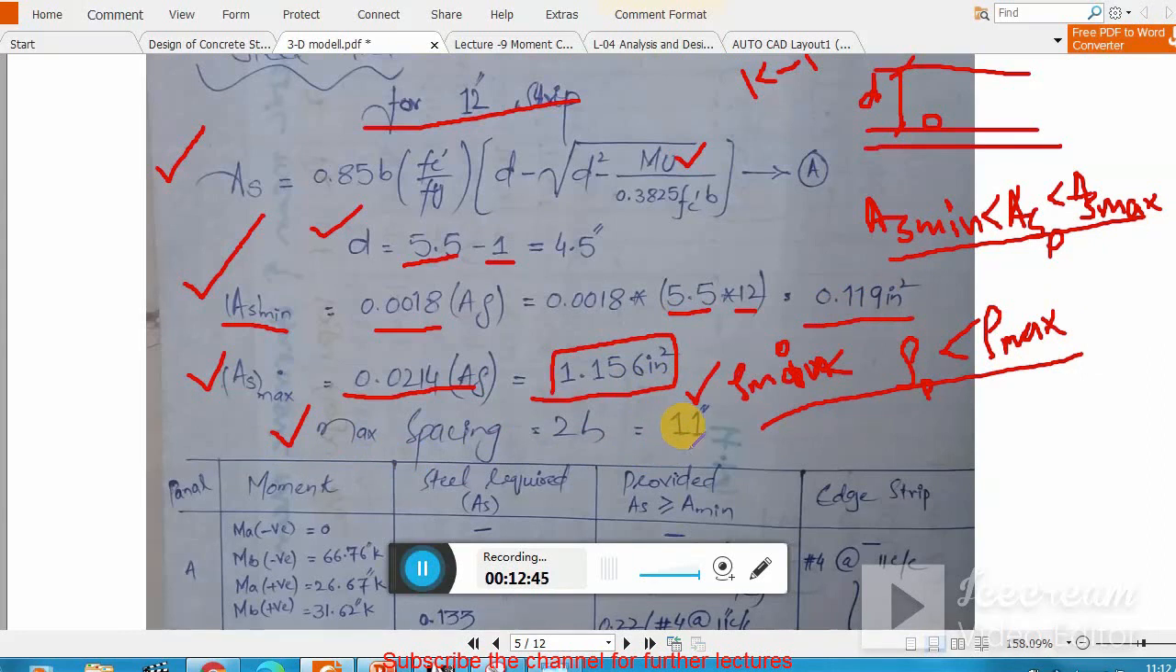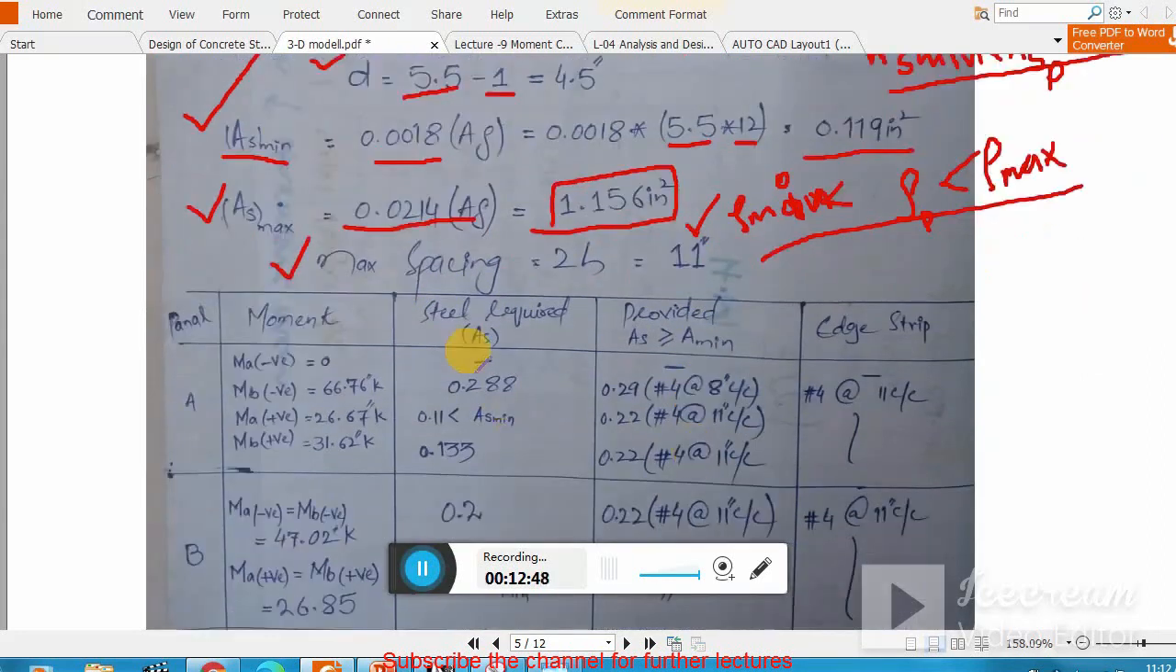Now the next tabular calculation you see here is a very important calculation. Remember, we summarize the whole calculation in one table. We have panel and panel moments, we have steel required, we have provided steel. This is the amount of steel which we provided, and this is for each strip. Remember, I will explain what is middle strip and what is edge strip.